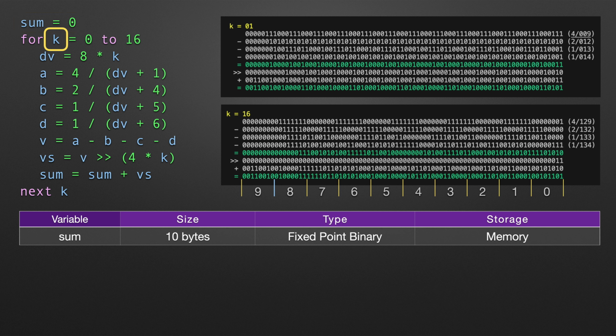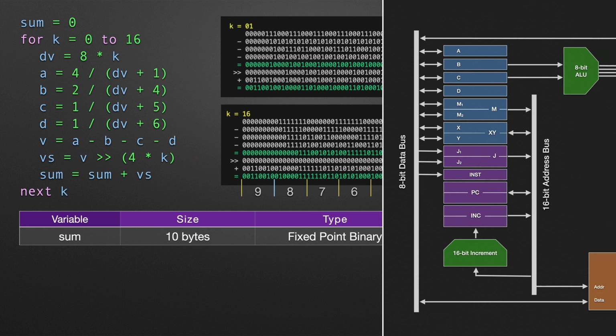Next, let's look at our looping variable k, which we know will always be a positive integer, so that simplifies things somewhat. We can also see here that dv is derived from k, so it's tempting maybe to loop on dv instead and bump its value by 8 every iteration, but we also need 4 times k for the right shift later. Values for k and dv aside, we also need to think here about how to implement the loop itself. Let's quickly pull up my computer's architecture diagram.